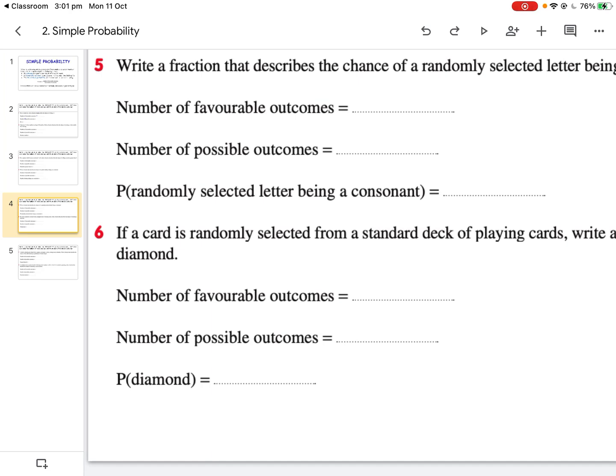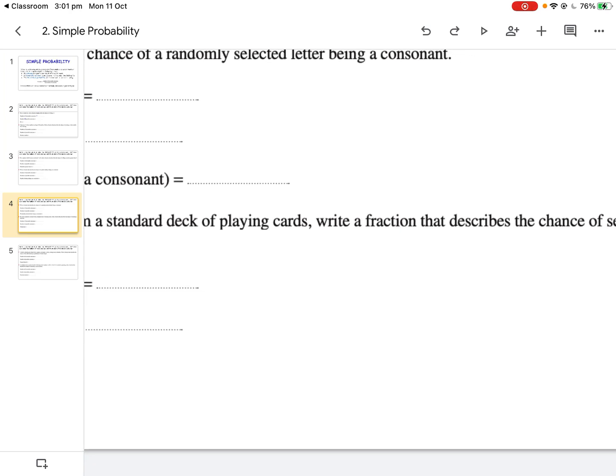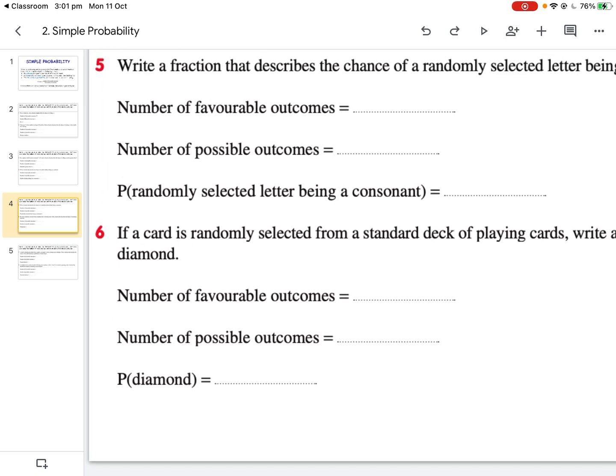So number of favourable outcomes. How many did I say were diamonds again? 13, alright? Every suit has 13 cards, so there are 13 diamonds. Number of favourable outcomes is 13. Number of possible outcomes, altogether in a standard deck of playing cards, is 52. So your probability of a diamond is 13 over 52, which if you use your calculator, you'll know equals a quarter, or 1 over 4.